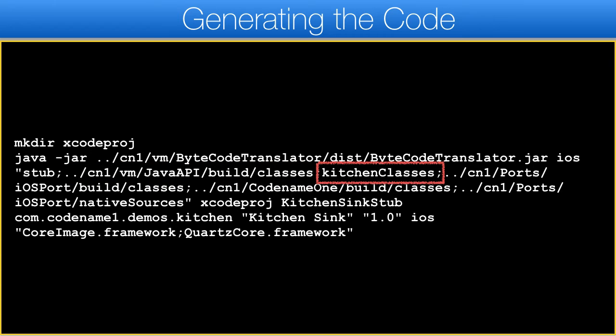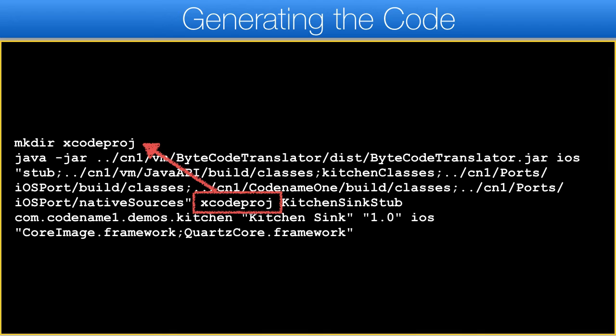These are the actual classes of the Java app after they went through the Retrolambda process. These are the classes of the iOS port implementation. These are the core implementation classes of Codename 1 itself. These are Objective-C sources that implement the native code referenced from the iOS port. This is the target output directory we created above.